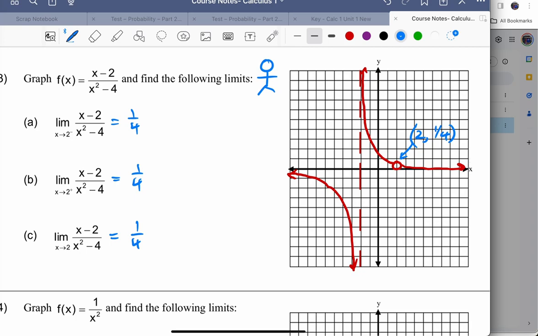So in the past, it didn't exist because it wasn't finite. Correct. And they were also going to different infinities. It wasn't approaching the same value.